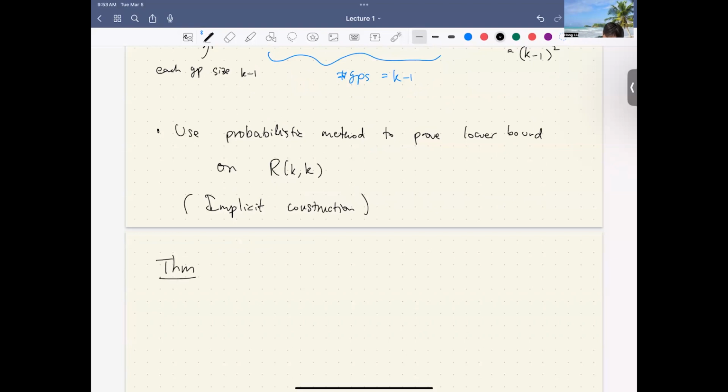Theorem. This is due to Erdős, an early example of probabilistic methods. R(K,K) is bigger than n, where I can take n to be (1 plus little o(1)) times K over (square root of 2 times e) times 2 to the K over 2. This is just calculation. Don't worry about these numbers.